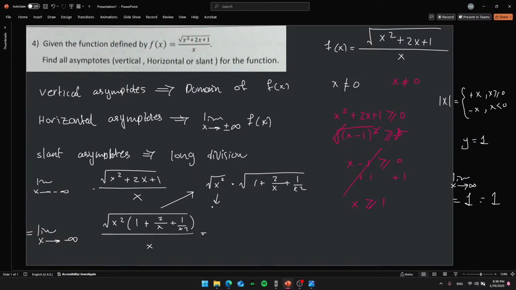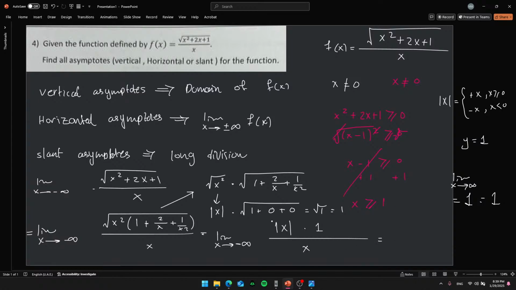This will simplify to, not radical, I mean, I'm mixing things up, the absolute value of x times the radical. As x approaches negative infinity this time, it doesn't matter: 2 over a negatively large number will also give you 0. So this will simplify to 0 plus 0, and radical of 1 is 1. So the limit as x approaches negative infinity of the absolute value of x times 1 over x.